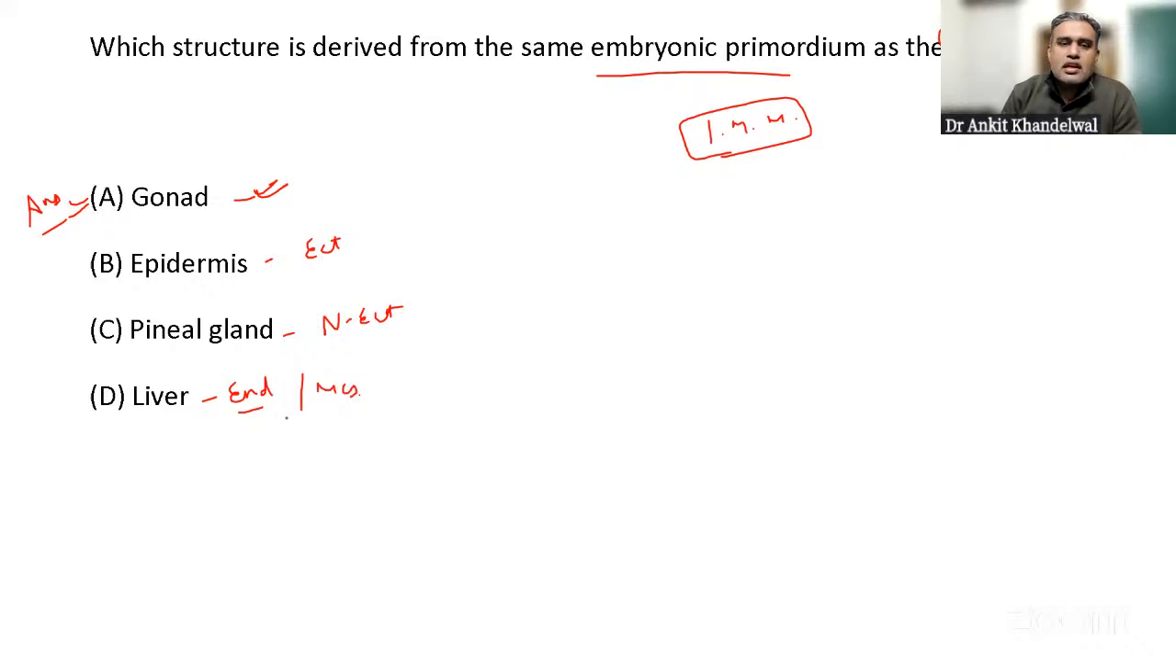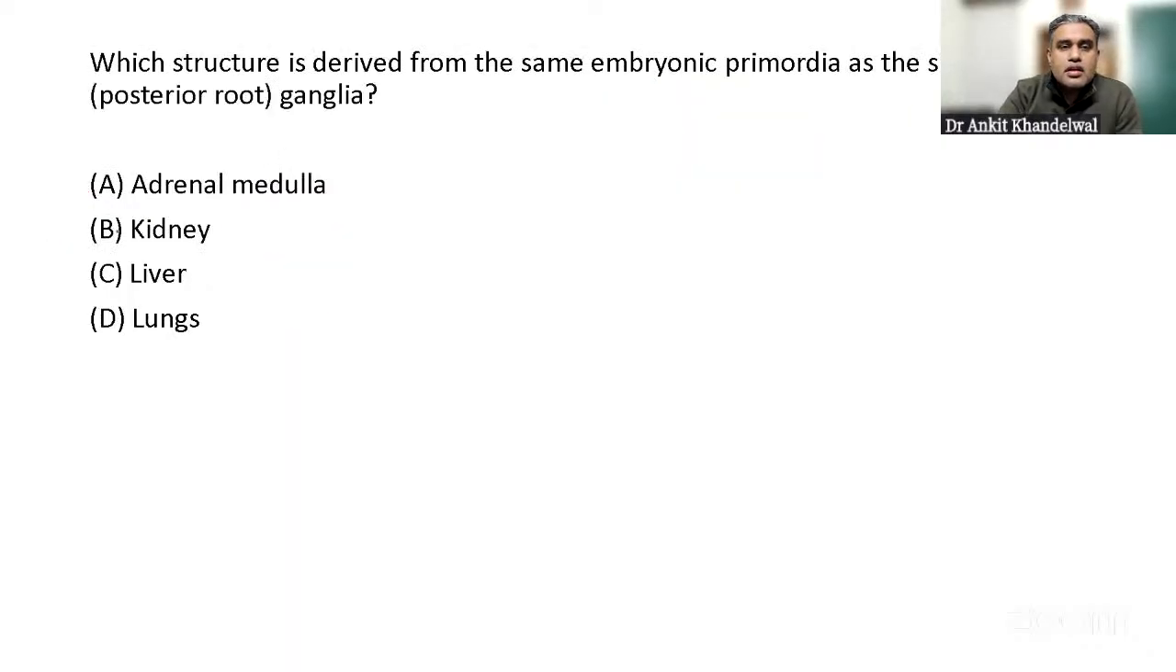But it is definitely not intermediate mesoderm. Answer is our option number A, that is gonad. Which structure is derived from the same embryonic primordia as the spinal? Well, it is posterior root ganglia. What is posterior root ganglia?